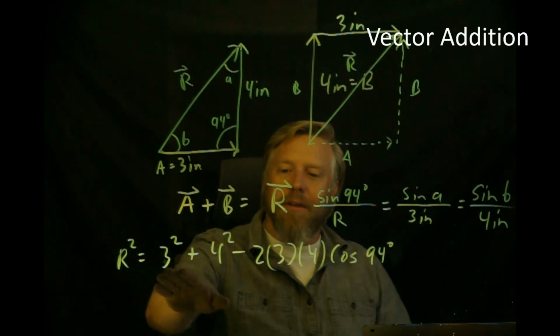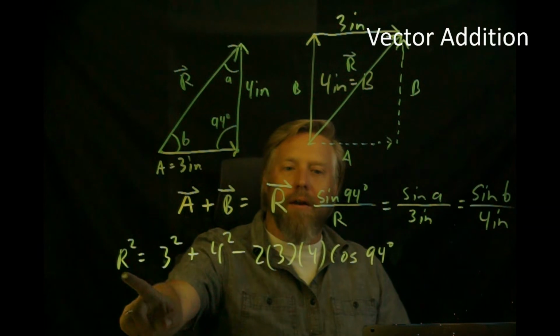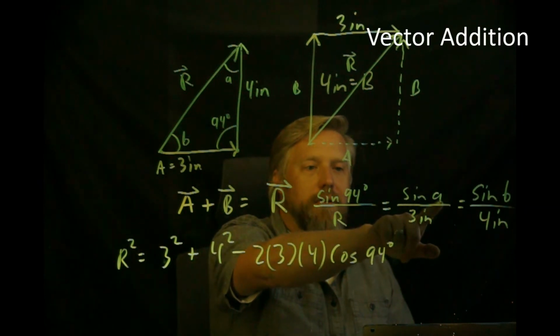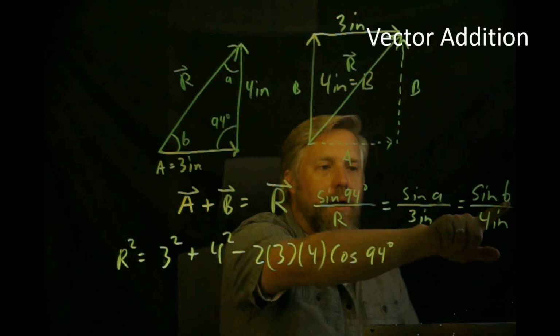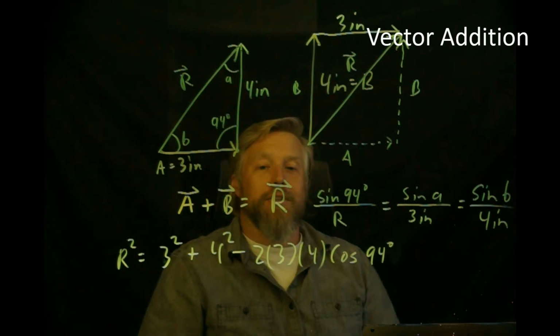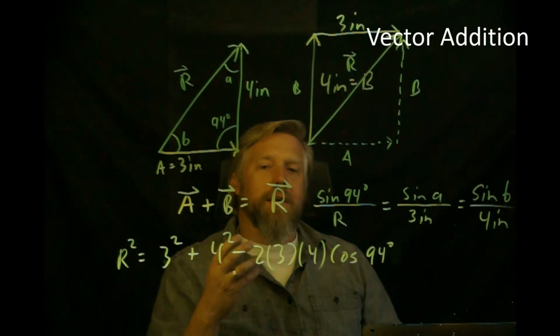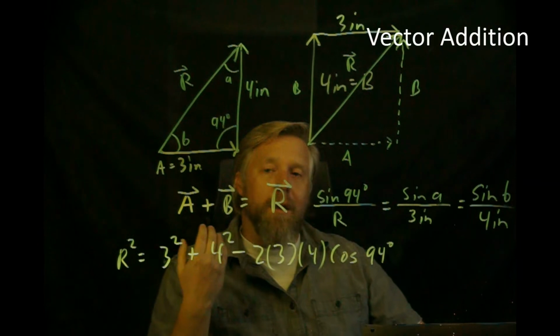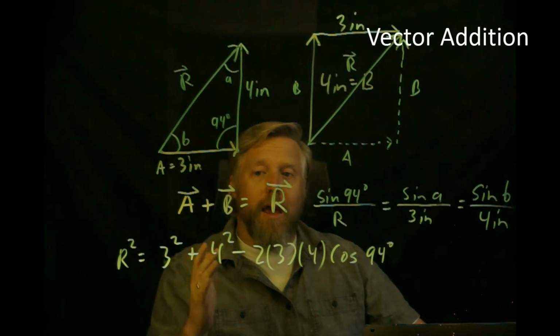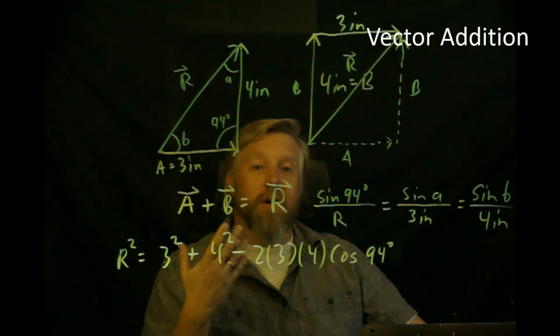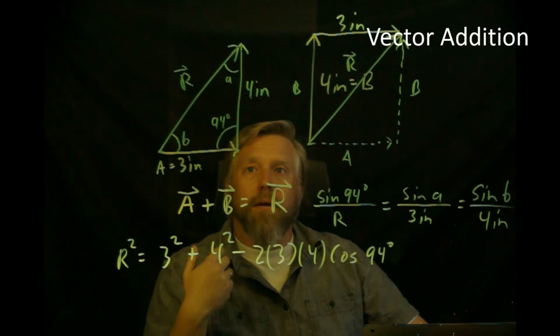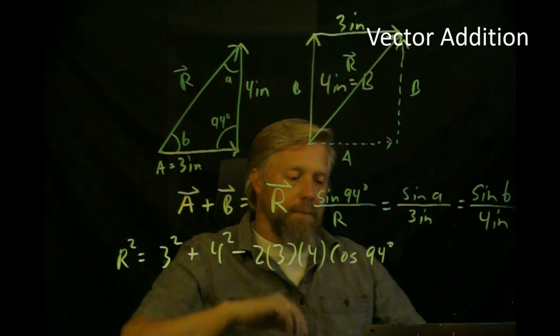So once you solve this cosine law, you have r that goes in here, and you could solve for the angle A or angle B or both, depending on what the question asks. So hopefully that's a quick example of how you can use graphic vector addition and the cosine and sine law to solve for the resultant vector r.